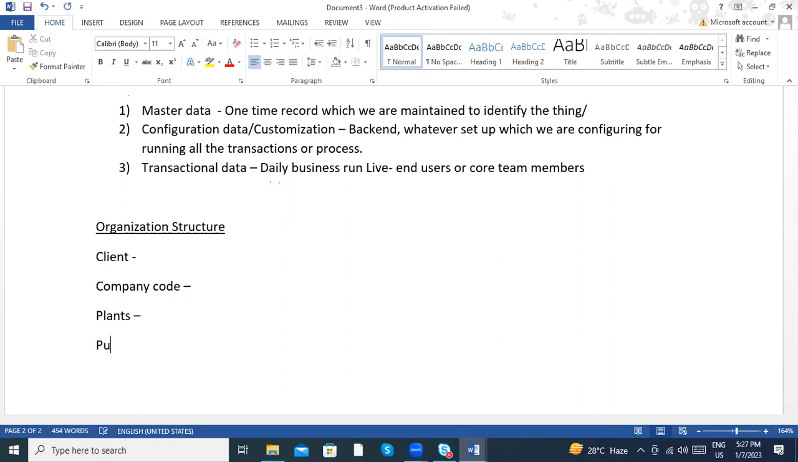And then the purchasing organization. I'm talking especially from the purchasing point of view. A purchasing organization is nothing but a person, a group of persons, and they will be handling the purchasing activities. Who will be responsible for this? Let's say I go to a Tata Motors store nearby and I'm planning to buy a vehicle, a Tata vehicle.